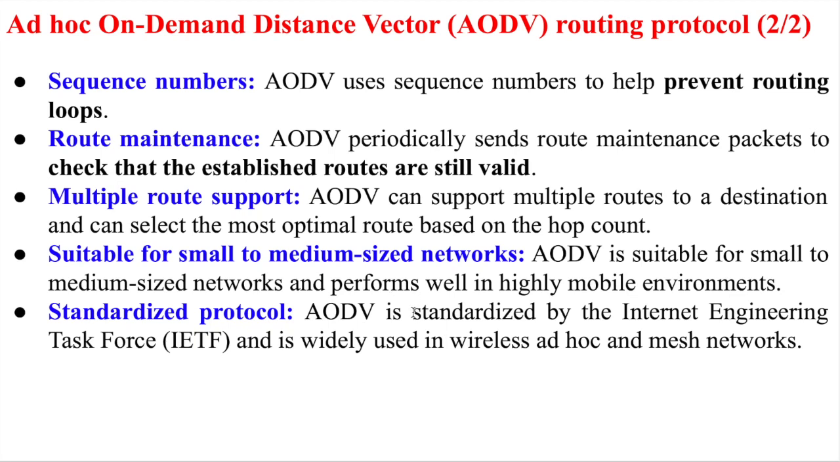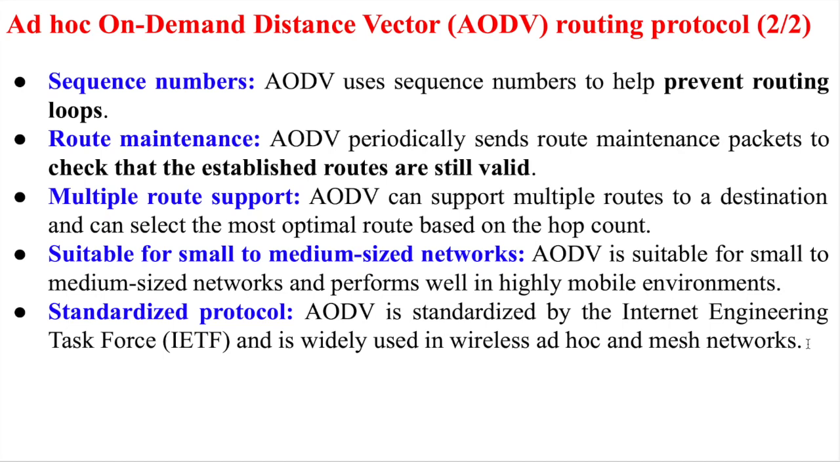And this routing protocol is suitable for small to medium size networks. That means it is suitable for medium size, not only for smaller ones, because you are not worried about updating the information. Whenever you want to send information, you can create a path. That means you can maintain big topology networks in that case. And because of this beauty, and because this is a very well-known protocol, the IETF has standardized this AODV routing protocol.